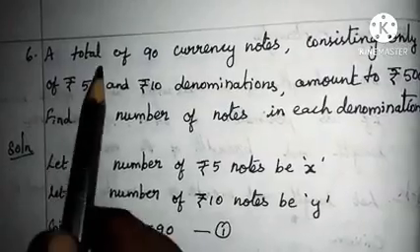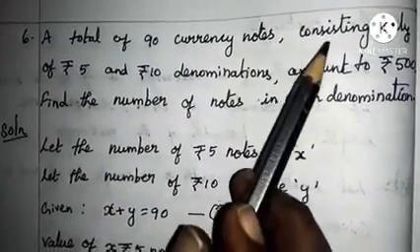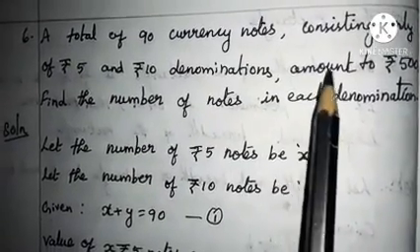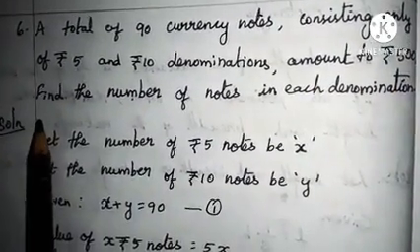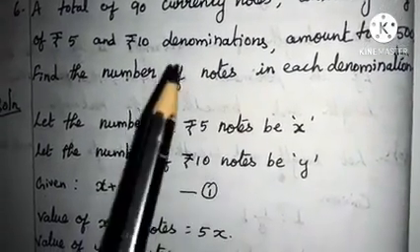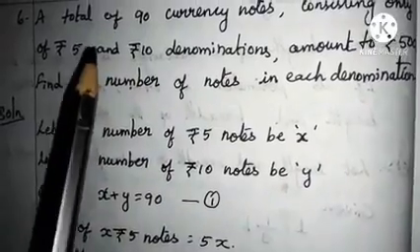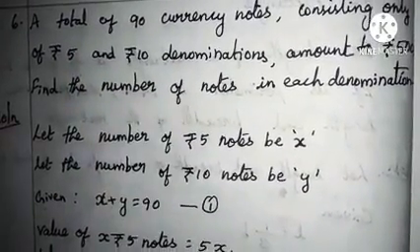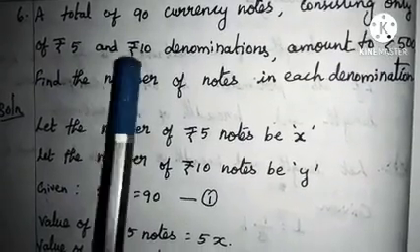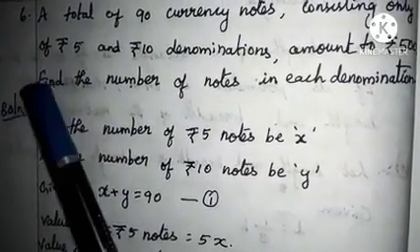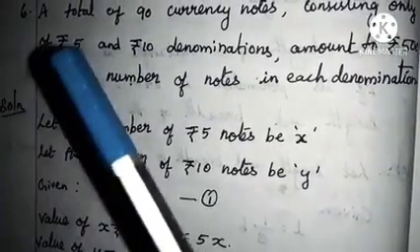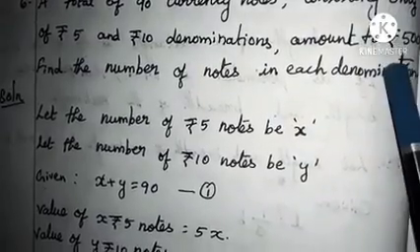Sixth sum: a total of 90 currency notes consisting only of rupees 5 and rupees 10 denominations amount to rupees 500. Find the number of notes in each denomination. Here they have given that there are 90 currency notes. Those 90 currency notes consist of rupees 10 and rupees 5. If we sum the rupees 5 and rupees 10 notes, then we will get the total amount as rupees 500.